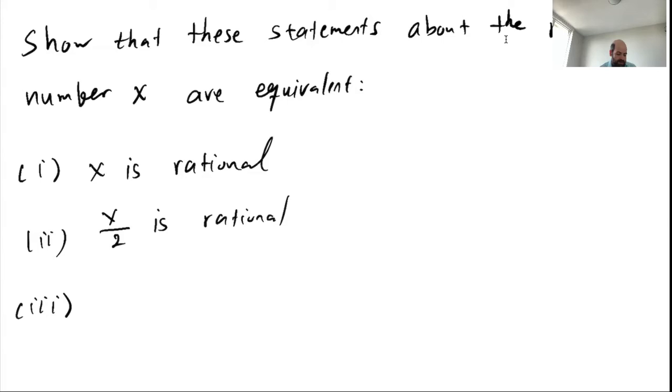Since a and b are integers, I was assuming a and b are integers. So if a and b are integers, 6 times a minus b is also an integer. 6 times an integer minus another integer is definitely an integer. And b is not equal to 0. Again, by assumption, I had b not equal to 0. So that means 3x minus 1 is a rational number.